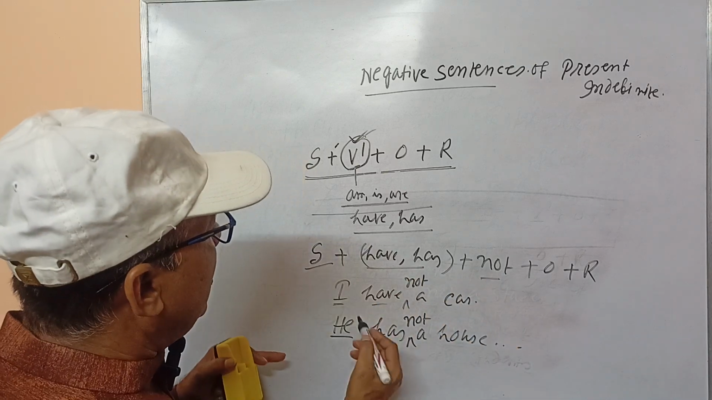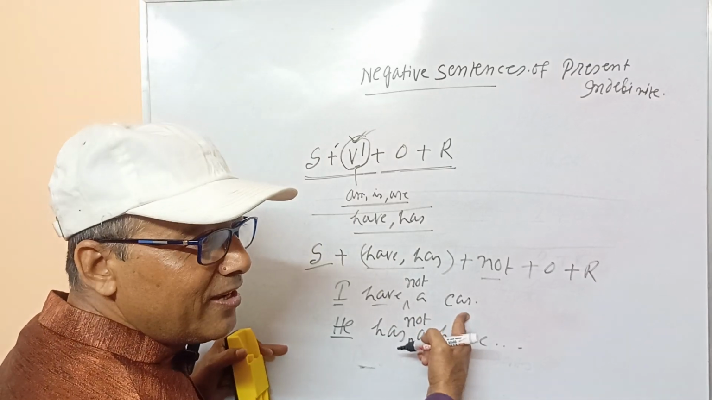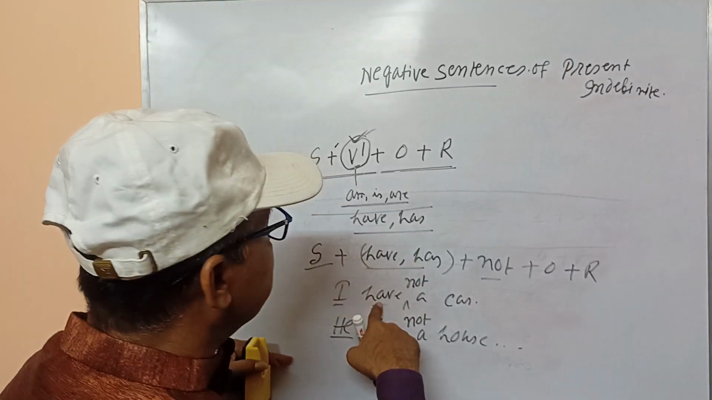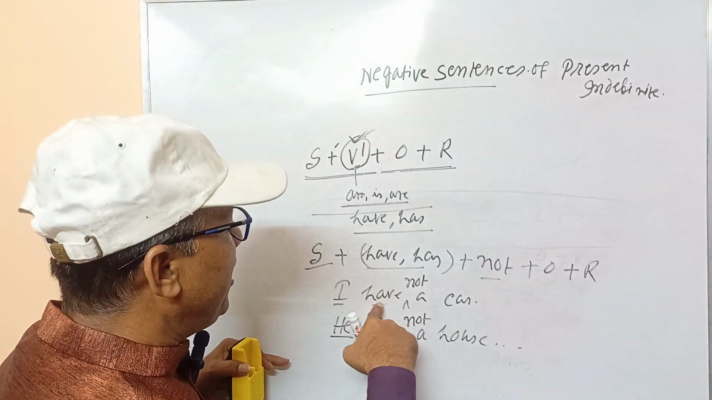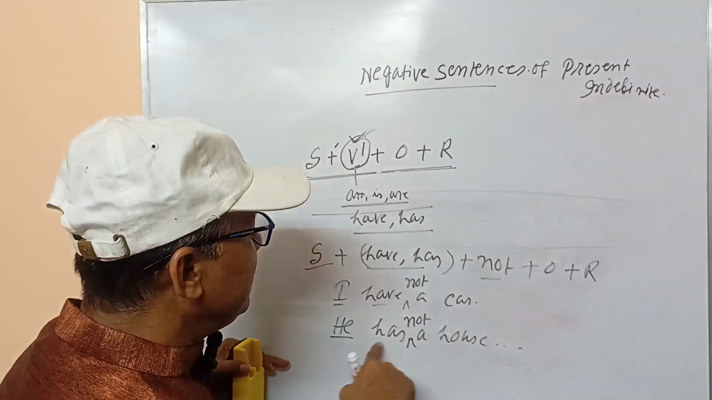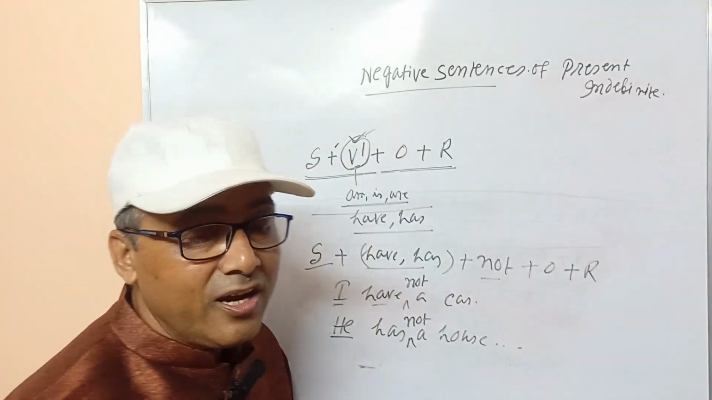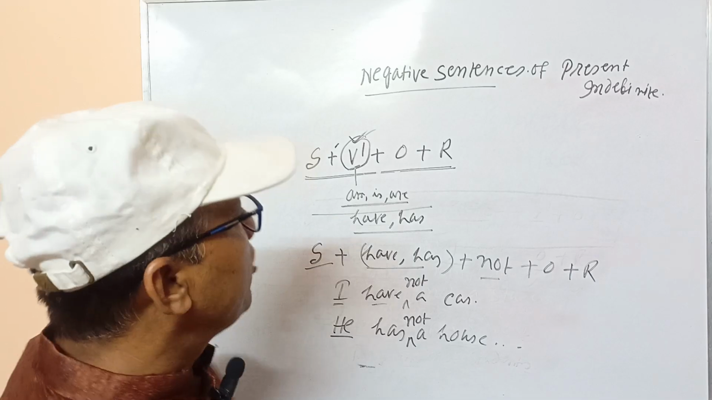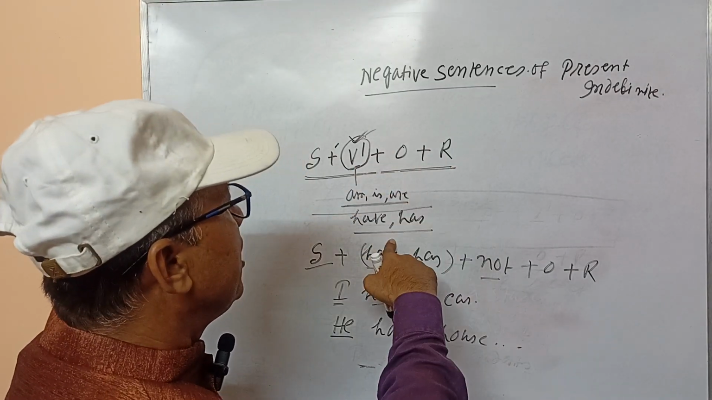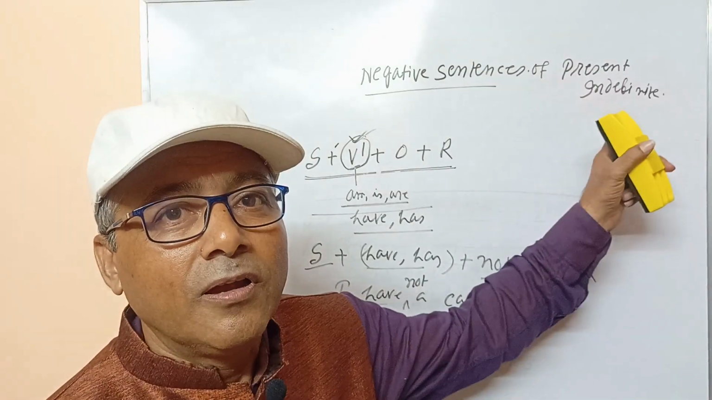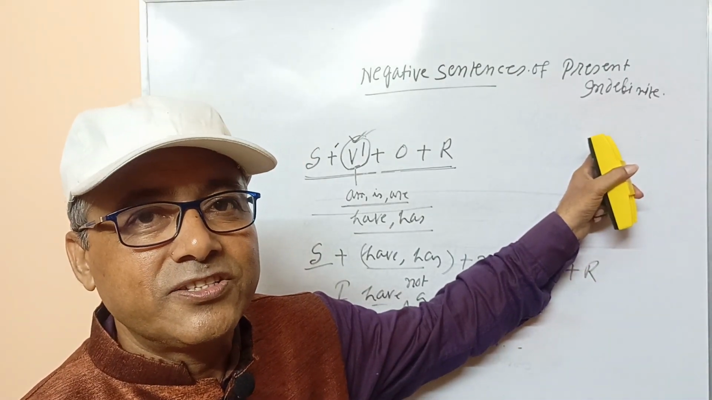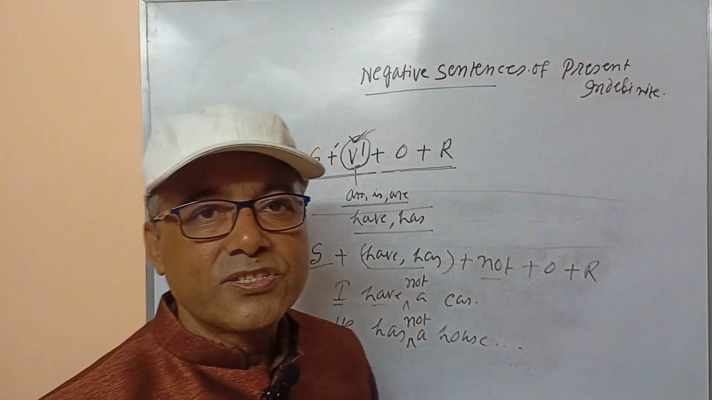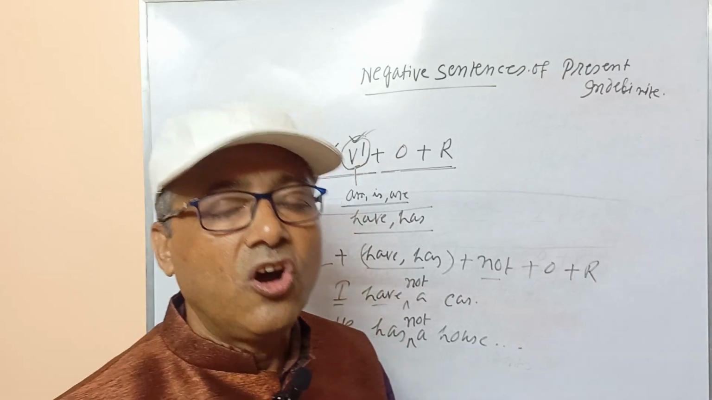In the affirmative case, we only keep have and has. I have a car, it was affirmative. He has a house, it was also affirmative. But if I want to make negative, just after have I should use not. That's why I have used not. I have not a car, he has not a house. So following this rule, we can create a lot of negative sentences with the help of do verb, be verb, and have verb in present indefinite tense. These are all the examples of negative sentences of present indefinite tense or simple present.